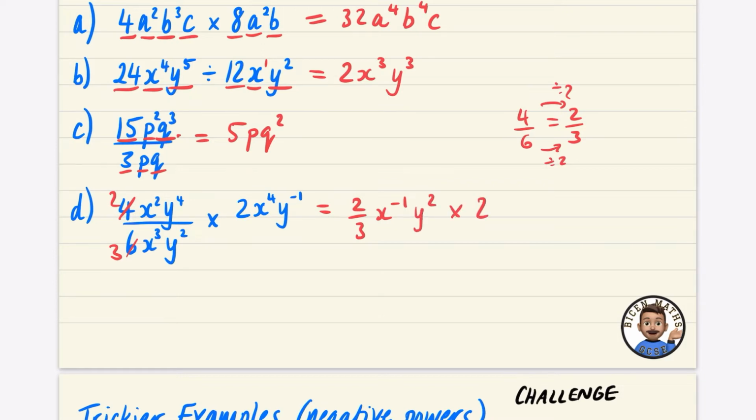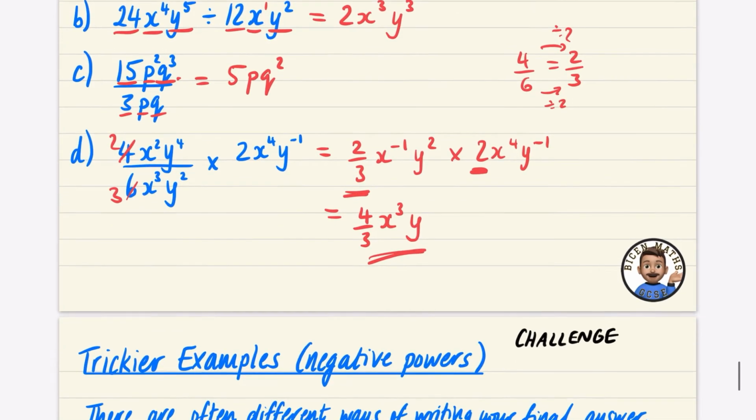And now I'm going to do the multiplication, which is timesing it by 2x to the 4, y to the minus 1. So the 2/3 times 2, 2 lots of 2/3 is 4/3. And then I've got x to the minus 1 and x to the 4, which is going to be x to the minus 1 plus 4 is 3. And then for the last part, I've got y squared and y to the minus 1. 2 take away 1 is 1. So I'm just going to leave it as 4 over 3 x cubed y.